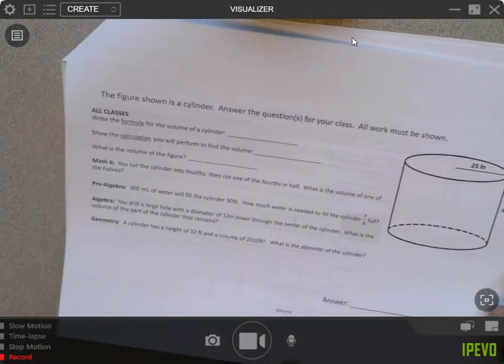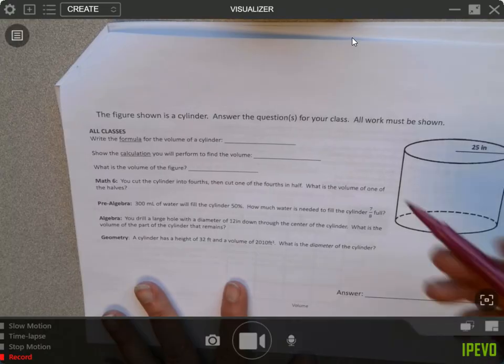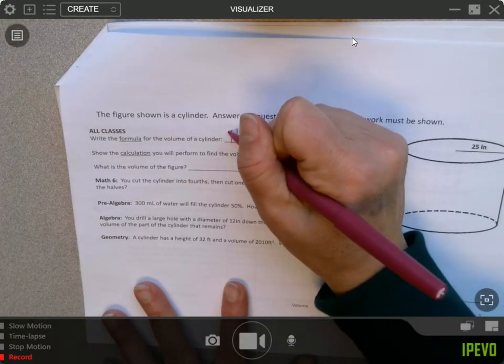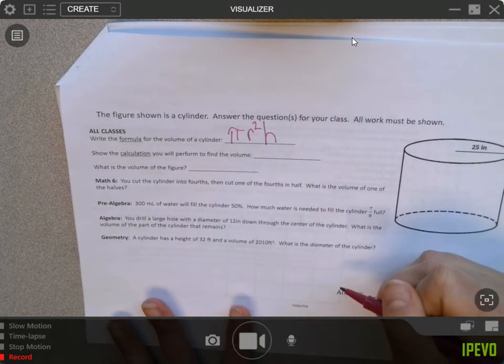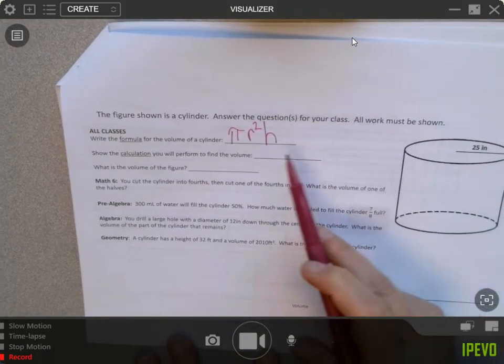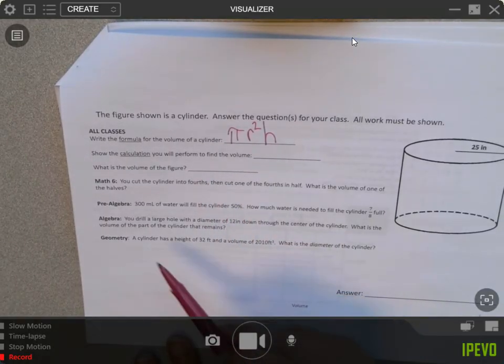For this page, the formula for the volume of a cylinder is pi r squared times the height. So you put your numbers from over here in, you multiply it all together for our volume. Then we need to answer the pre-algebra question.